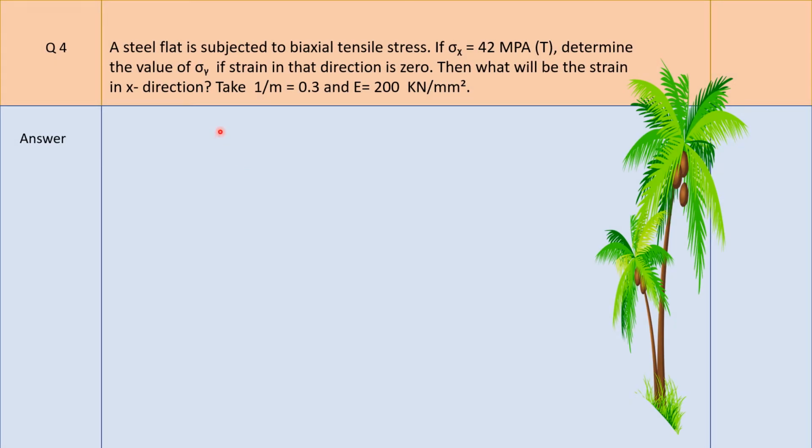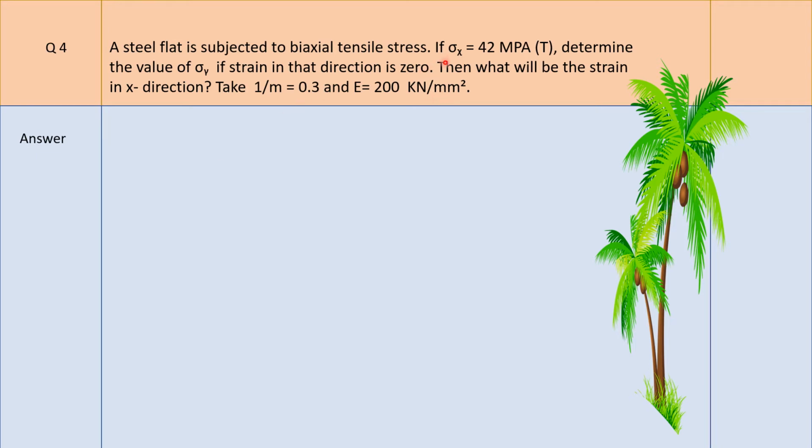A steel flat is subjected to biaxial tensile stress. If sigma x is equal to 42 megapascal tensile, determine the value of sigma y if the strain in that direction is 0. Then what will be the strain in x direction? Take 1 upon m, which is mu, equal to 0.3. E is equal to 200 kilonewton per mm square.